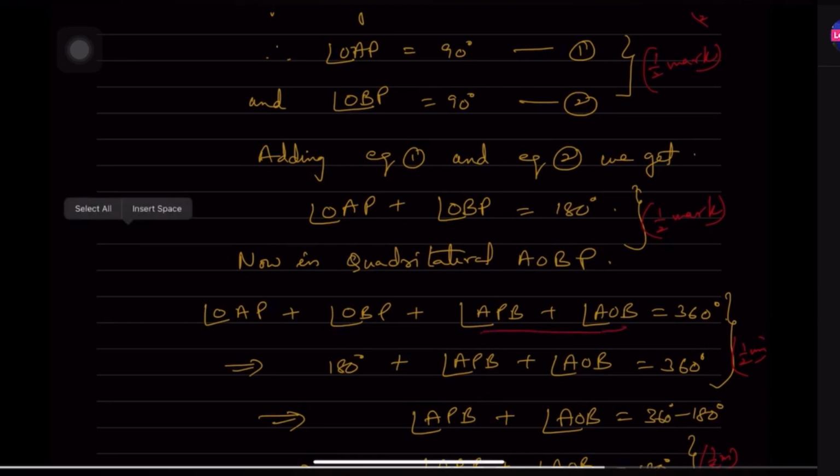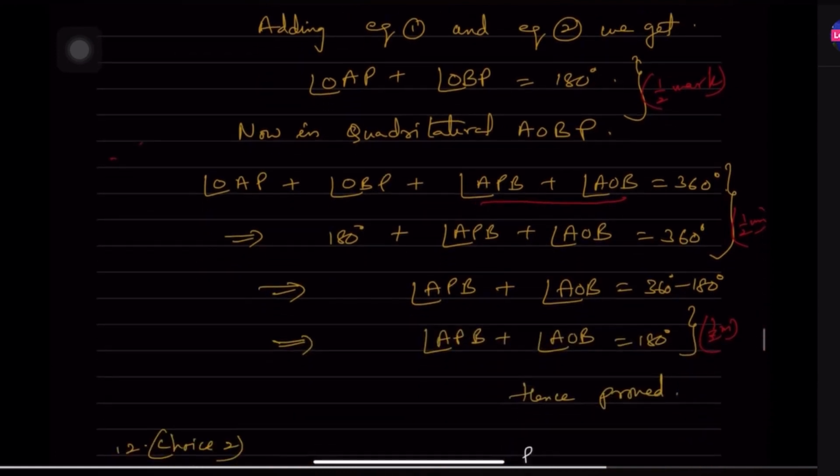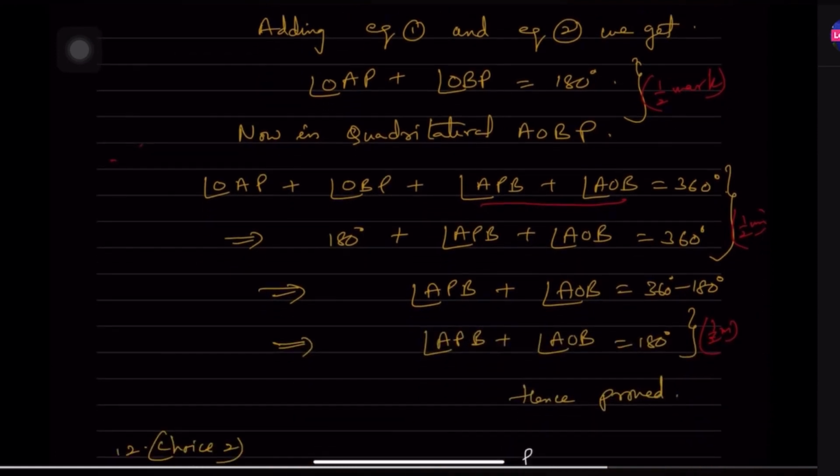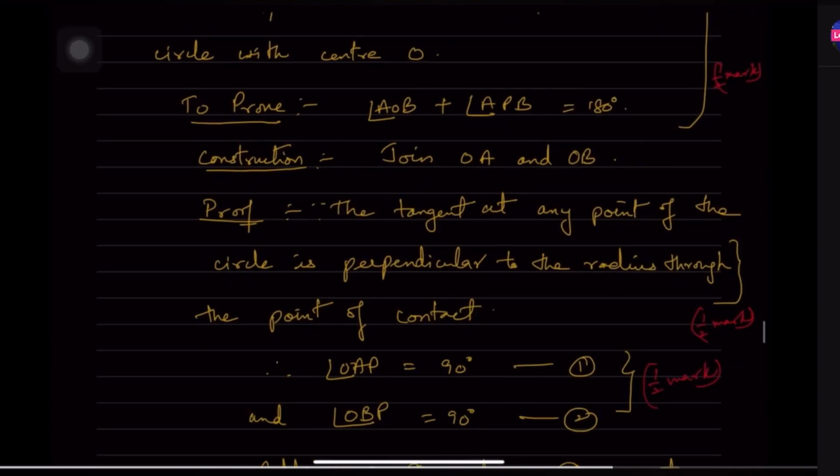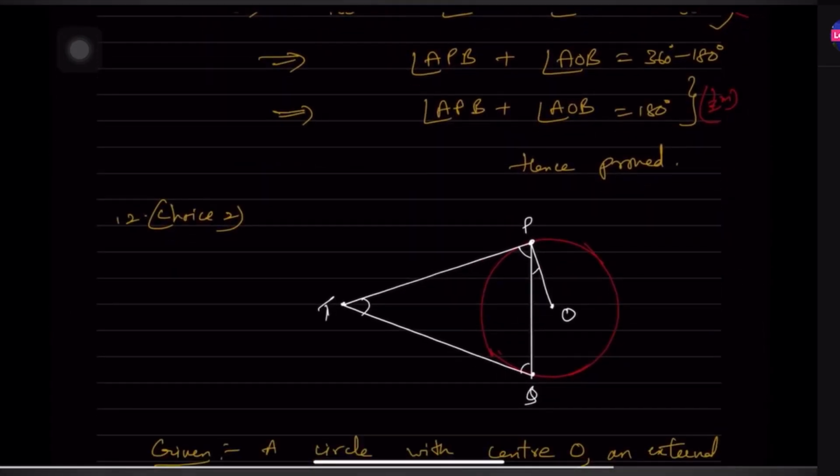So now we are having that angle OAP plus angle OBP is nothing but equal to 180 degrees. So 180 degrees plus these two sum is equal to 360 degrees, which we have to find out. So therefore it implies that if you take 180 that side, you are getting angle APB plus angle AOB is equal to 360 minus 180 degrees, which is equal to 180 degrees. So therefore hence proved. This is 1 mark, 2 marks, 3 marks, and for the figure you are having 1 mark. So totally 4 marks.